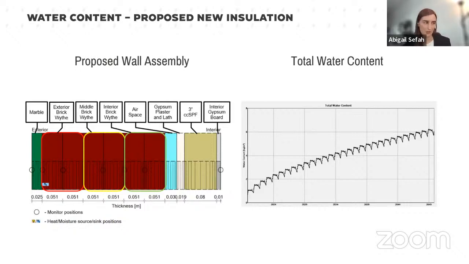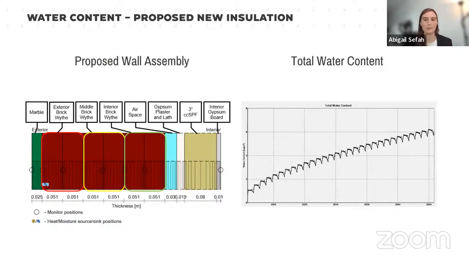On the right, you can see our total water content is increasing. We even extended the length of the simulation. So the last one we ran for 10 years, but this one we ran for 30 years. And over that entire 30-year period, the total water content continues to increase. You can see it fluctuates yearly, just like the other one, but the average is increasing over time and doesn't seem to be stabilizing.